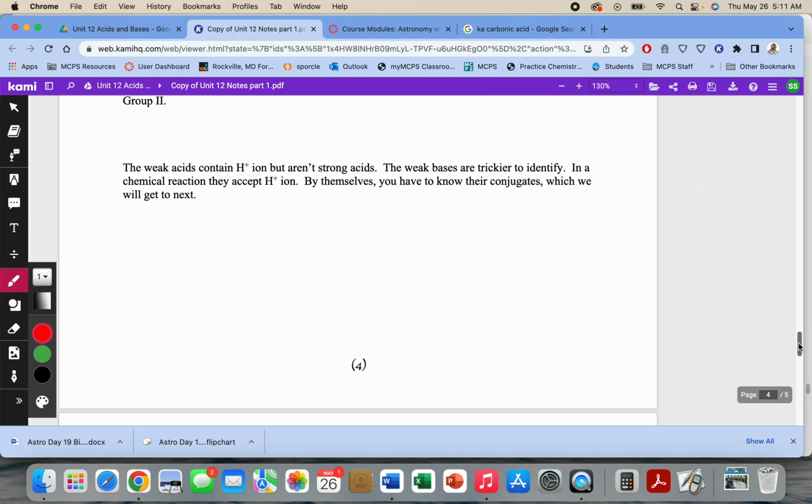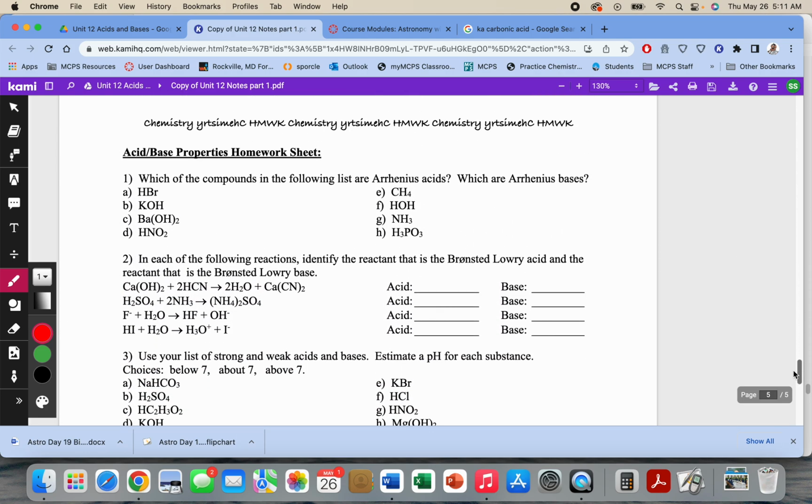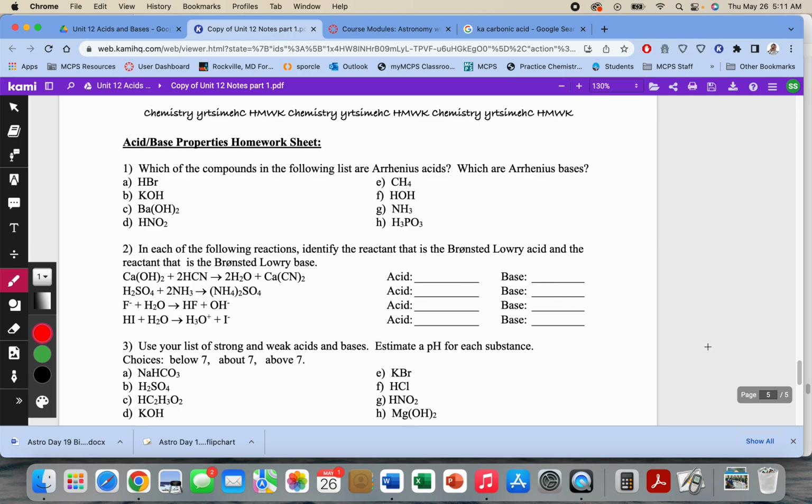All right, we can look at some practice problems. Again, if we're looking for Arrhenius acids, we're looking for H+. If we're looking for Arrhenius bases, we're looking for OH-. So H+, well, here's an H+, and here's an OH-. So we know that there's an Arrhenius acid and there's an Arrhenius base. And we can find other ones like it.